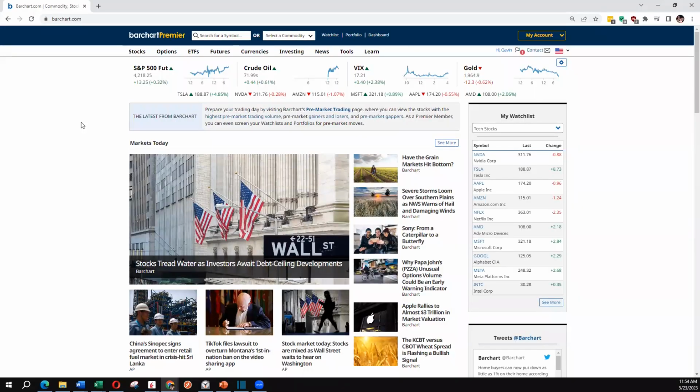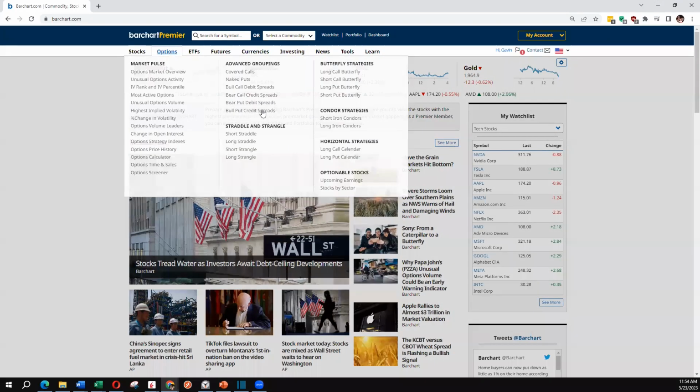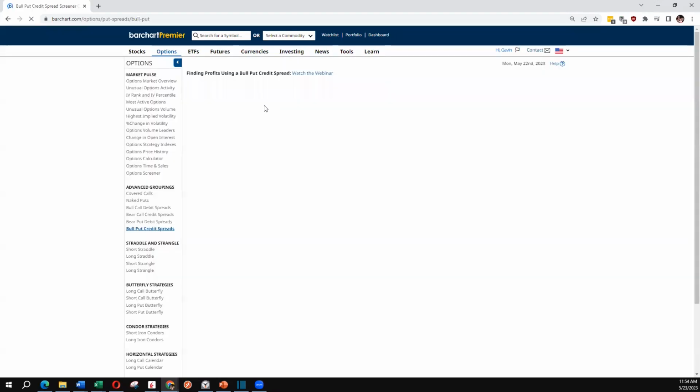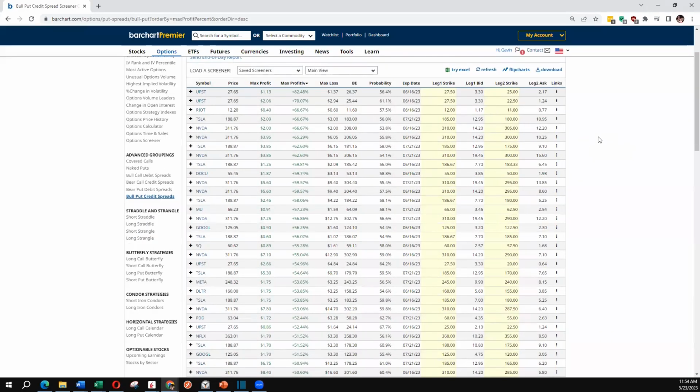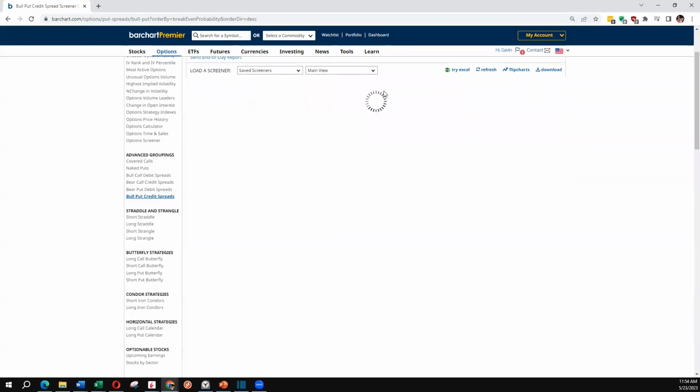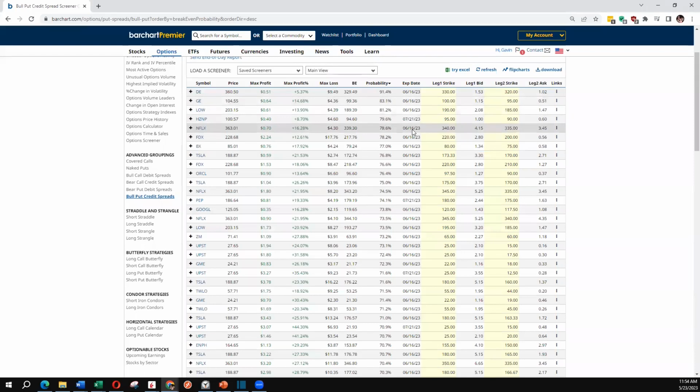If we go over to barchart.com, we can run a bull put spread screener. If we go to options and bull put credit spreads, we can see here's our screener and our results, getting some good, highly liquid tickers here, which is good. So some really good ideas. We can filter by max profit or by percentage probability, however we want to do it. So definitely a good way to find some trade ideas there.